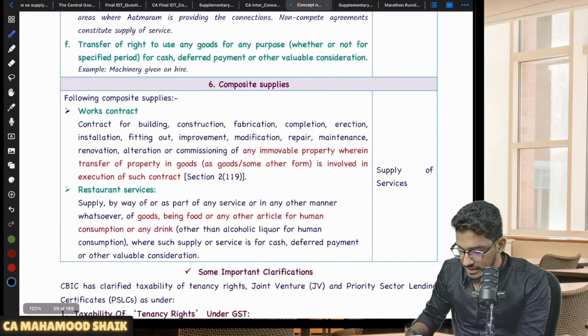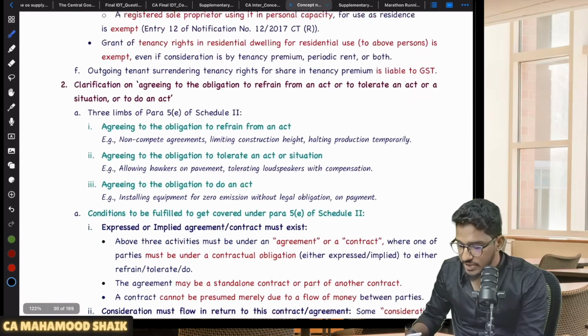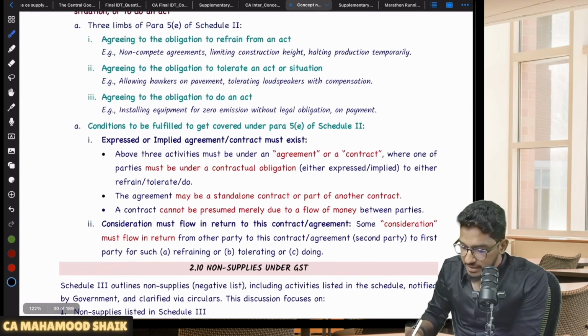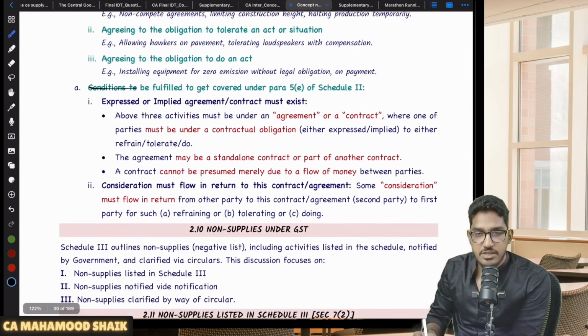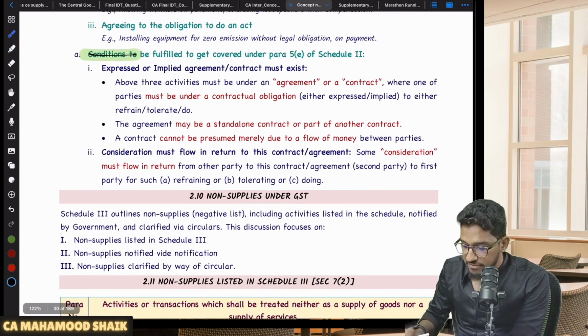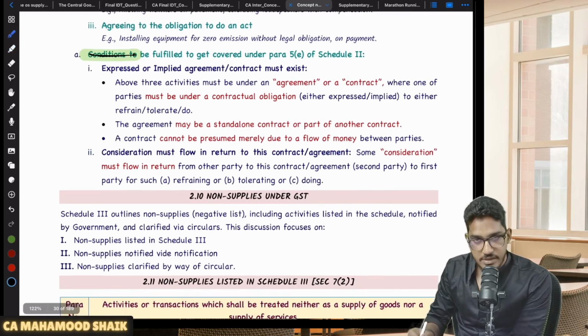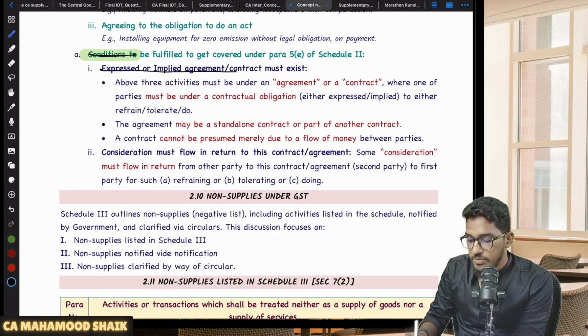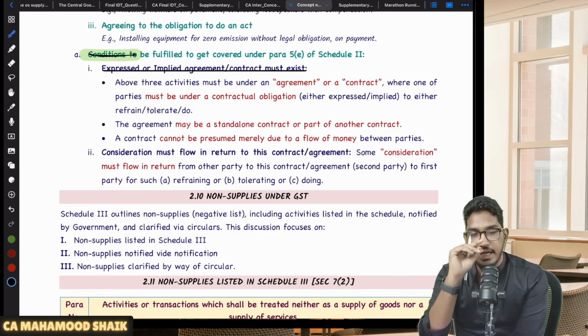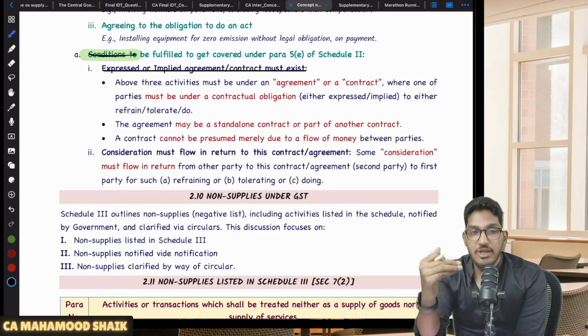But there is one circular associated with that. Agreeing to do an act, agreeing to tolerate an act, or agreeing to refrain from an act will be considered as supply of service only when certain conditions are fulfilled. Sir, what are the conditions? Number 1, there should be an express or implied agreement or contract. There must be some agreement, either express or implied, either to refrain from an act, or to tolerate an act, or to do an act.